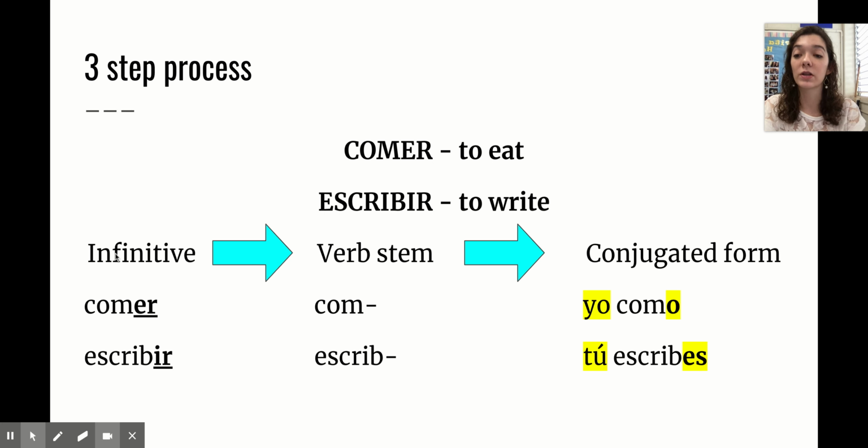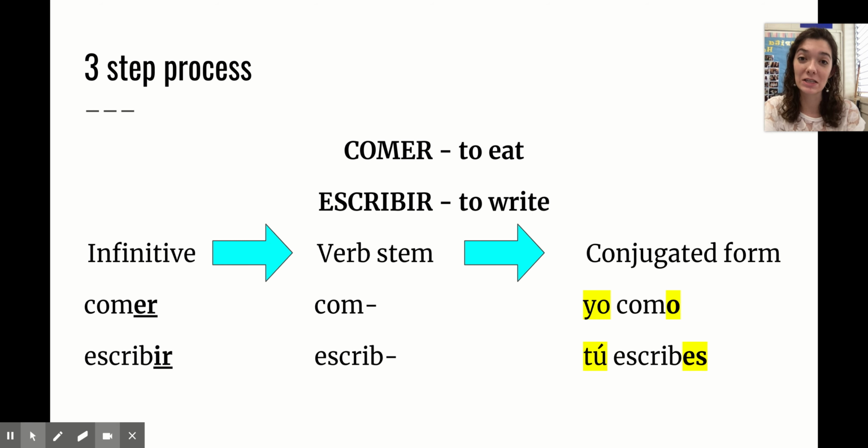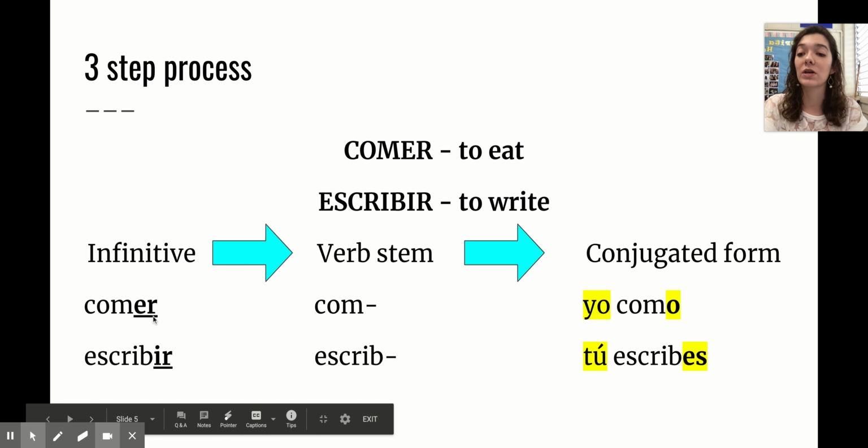We start with the infinitive. What is the infinitive? It's the thing that ends with ER or IR or AR, right? The verb, the "to something." Comer, to eat. Escribir, to write. Bailar, to dance, etc. We start with the infinitive. We take away the ending to get the stem, right? We get the verb stem, com and escrib. Took away the ER, took away the IR, and then we conjugate it.